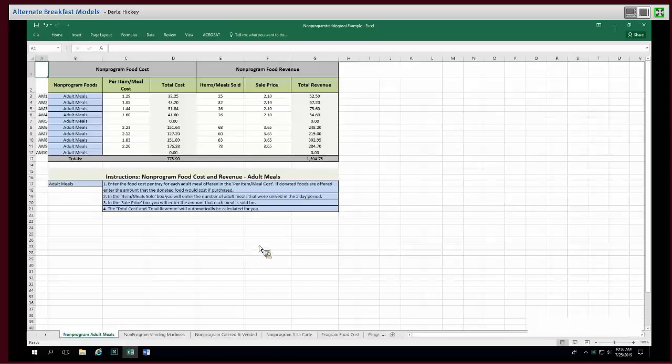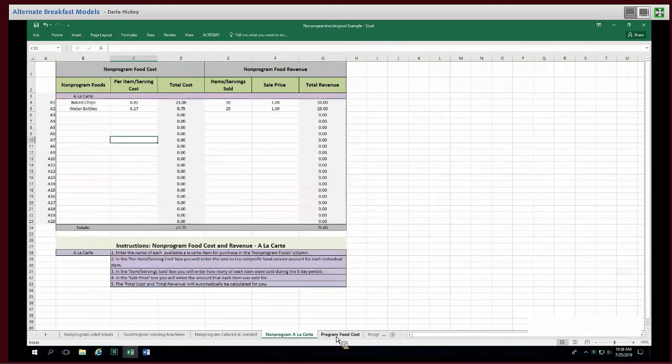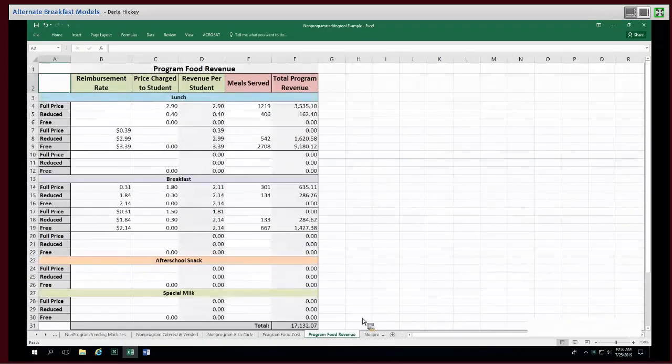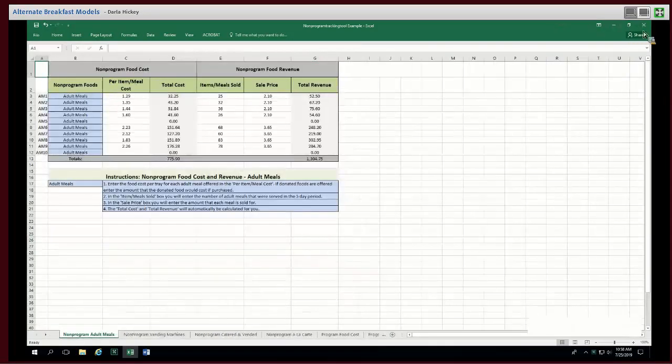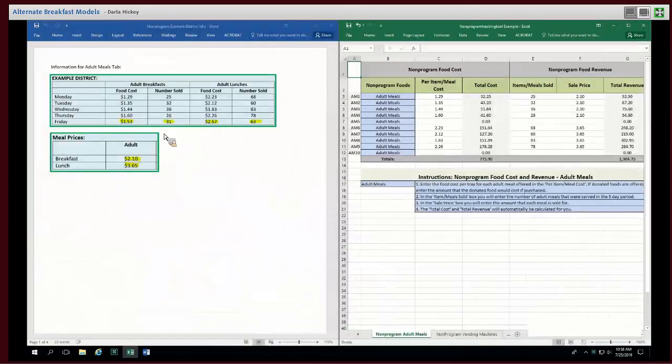So now I'll go ahead and open up an example district and we'll complete a non-program 5-day tool. So here's an example of the non-program tool, the 5-day tool. You can see at the bottom I have multiple tabs that I'll enter information into. And then the last tab will give me the results. So over on the left of the screen I have some numbers from an example district, so we'll use these numbers to complete this tool. So I already started filling out for you.